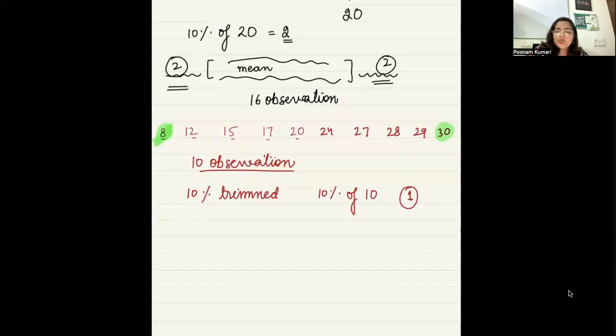Yes, ma'am. What is 20% trimmed mean of this? If somebody says 20%, then what do you do? What is 20%?